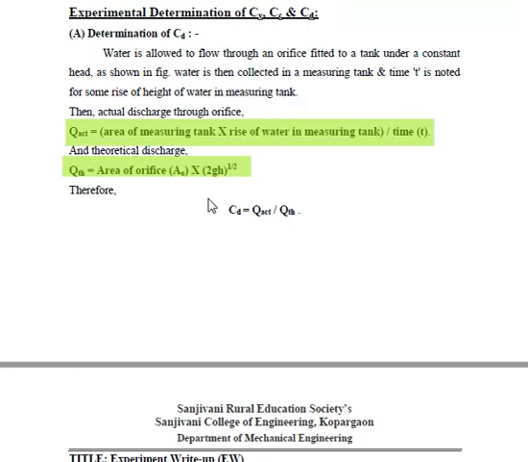Now the formula for CD, that is the coefficient of discharge, is actual discharge upon theoretical discharge. How do we find out the actual discharge? Actual discharge is found out by this formula, and theoretical discharge is found out by this formula. Let us move ahead.